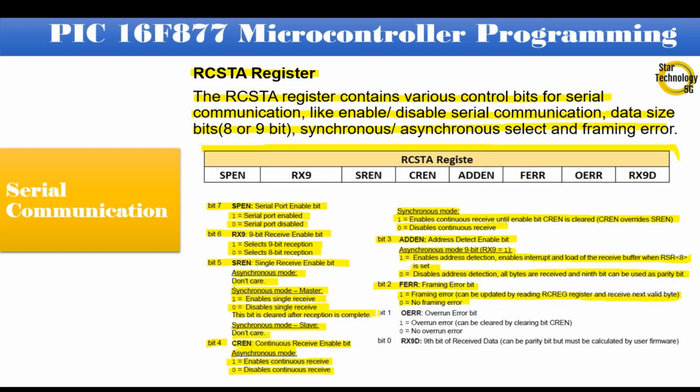Bit 1 OERR, overrun error bit. 1 equals overrun error, can be cleared by clearing bit CREN. 0 equals no overrun error. Bit 0 RX9D, 9th bit of received data, can be parity bit but must be calculated by user firmware.